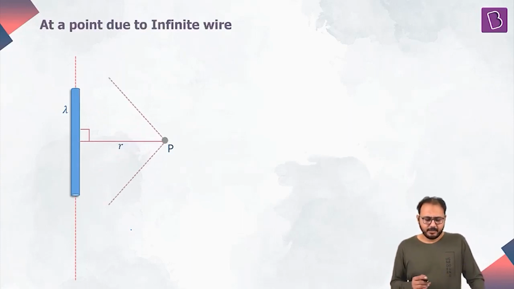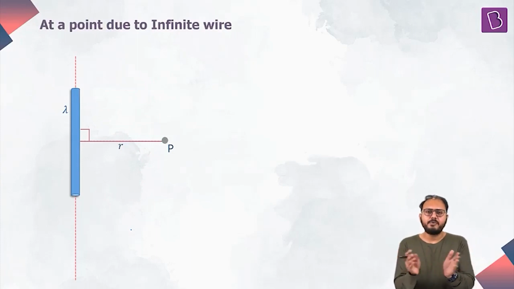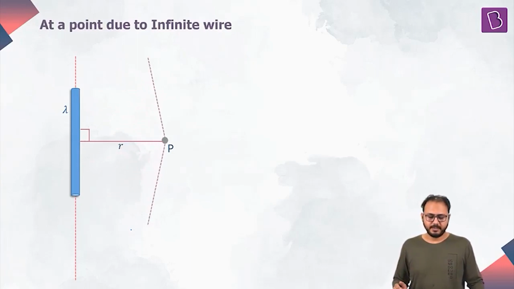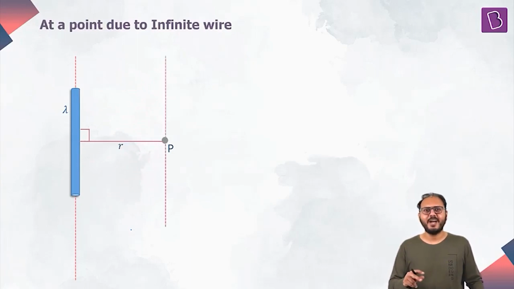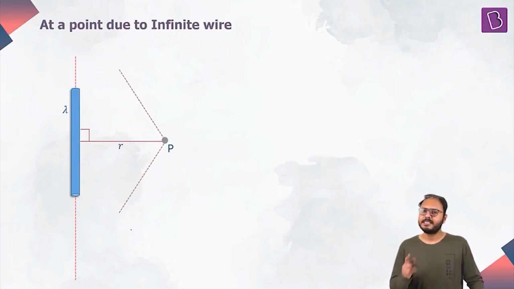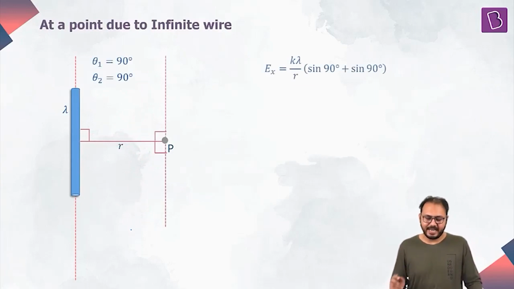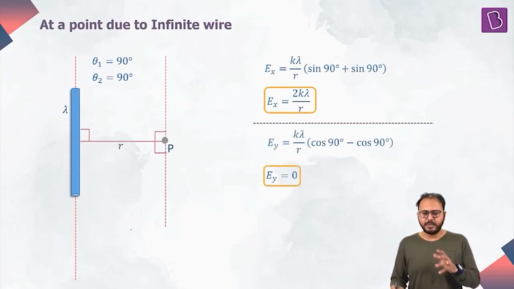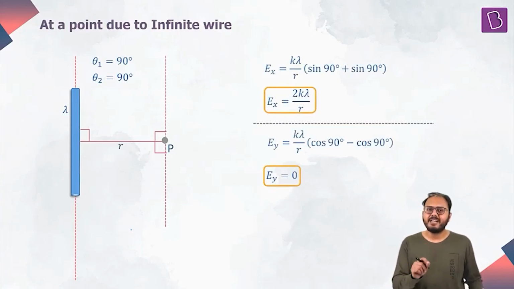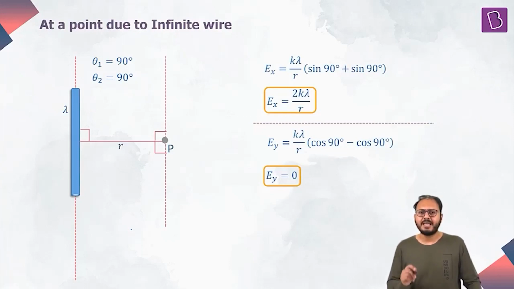Special case? Oh, that's beautiful. Look how the radius vector is sweeping itself to cover the entire infinite wire. Watch. This is how the angles change, right? Watch it again. That means theta 1 is equal to theta 2 is equal to 90 degrees. When I put that, I get sine 90 plus sine 90, 2k lambda by r, and Ey goes to 0. So for an infinite wire, there is only one component of electric field, and the value is 2k lambda by r.